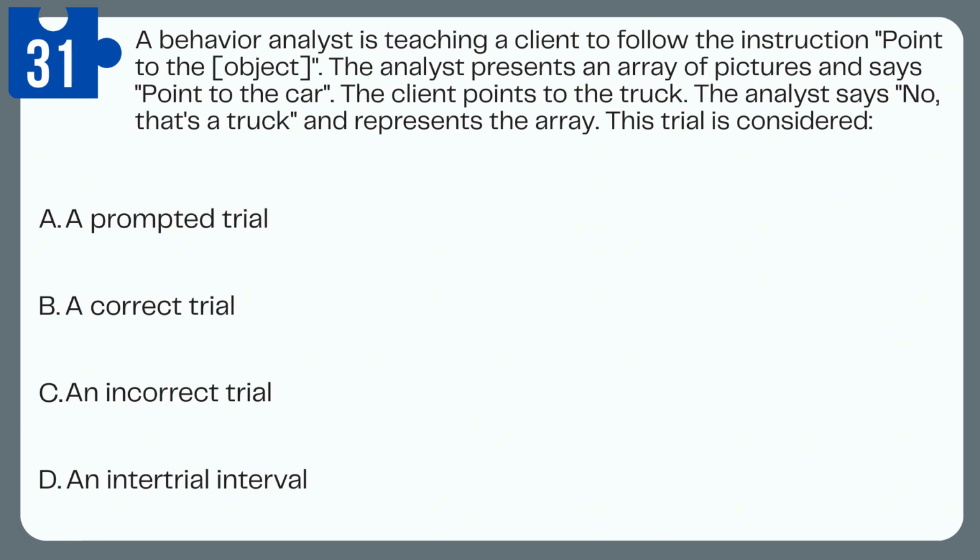Question 31. A behavior analyst is teaching a client to follow the instruction, "point to the object." The analyst presents an array of pictures and says, "point to the car." The client points to the truck. The analyst says, "no, that's a truck," and represents the array. This trial is considered A. A prompted trial. B. A correct trial. C. An incorrect trial. D. An intertrial interval.